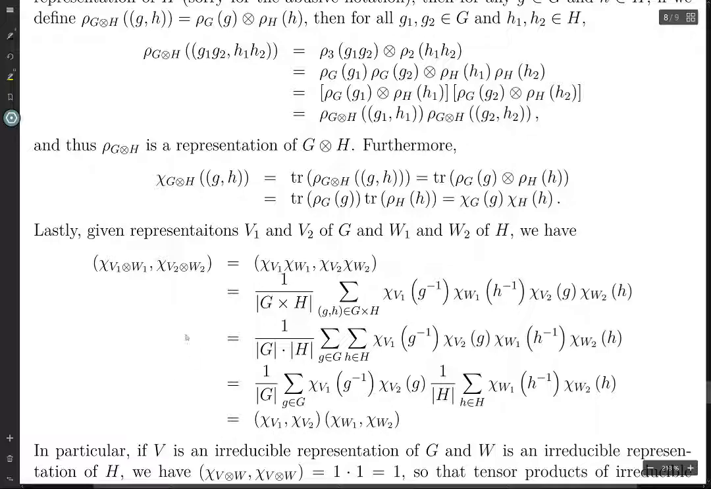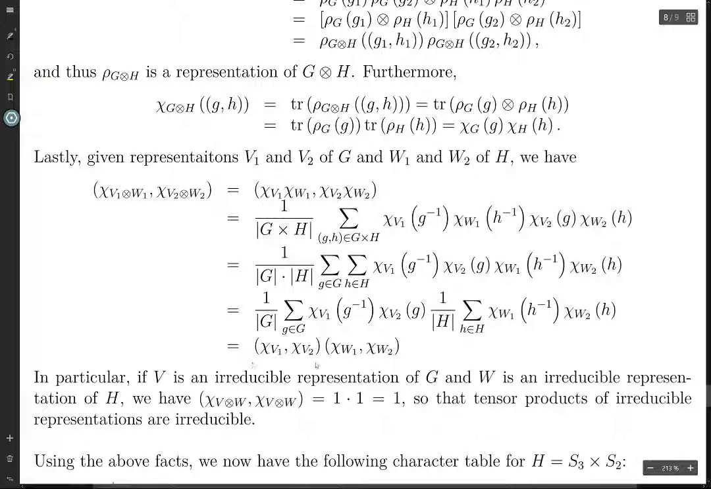And so what this formula tells us is that if V and W are irreducible representations, then this inner product is going to be the inner product of chi V with chi V times the inner product of chi W with chi W. But since V and W are irreducible, the first inner product is 1 and the second inner product is 1, so you're multiplying them together. So the point here is that the tensor product of irreducible representations of G and H respectively is irreducible.